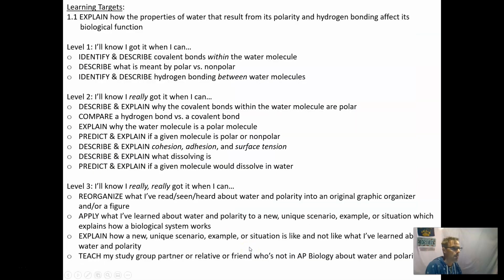Okay, so I hope that helps you identify and describe a little here about covalent bonds within the water molecules. And you figured out a little bit about what we mean by polar versus nonpolar, and then hydrogen bonding between those water molecules, and what we mean by cohesion and adhesion. Okay, thanks a lot for listening, and if you have any questions, bring them to class.